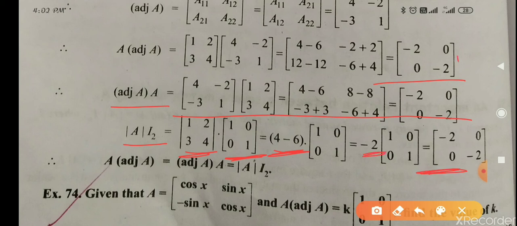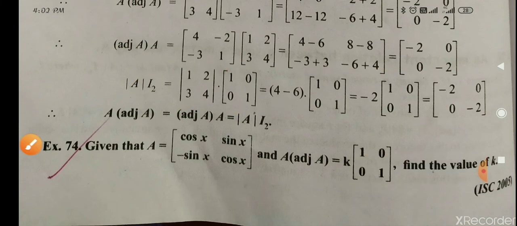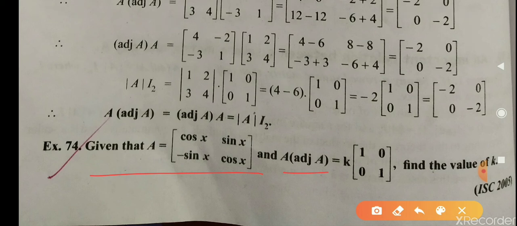Now you can see these three steps. This one, and this one. All are matching. So it means that A into adjoint A equals adjoint A into A equals determinant A into I2. Next, one more example is there. Given that A equals this, A into adjoint A equals K times 1, 0, 0, 1. Here you can see how we can solve this example.